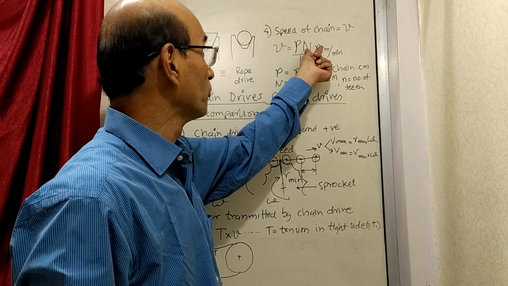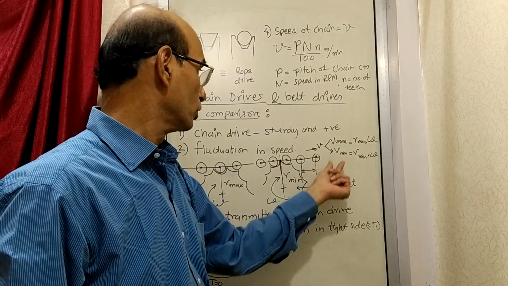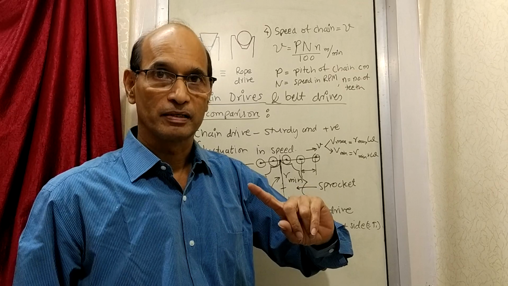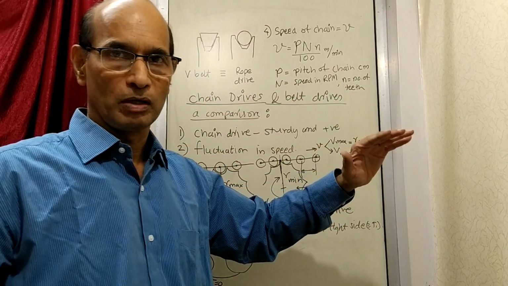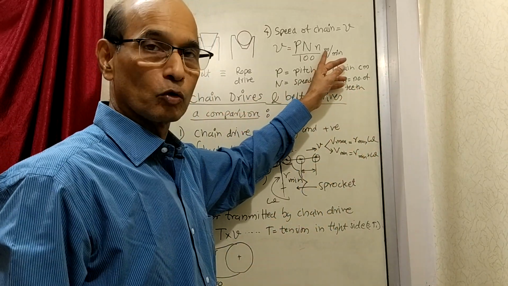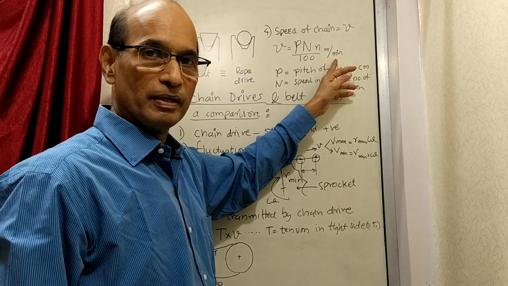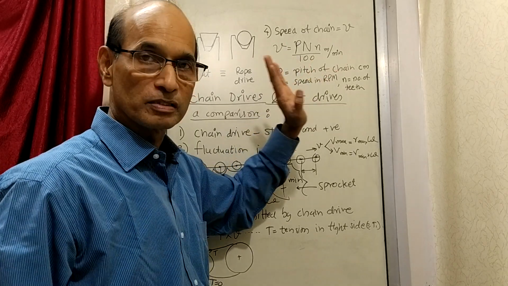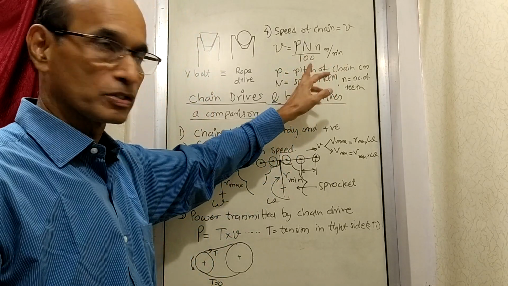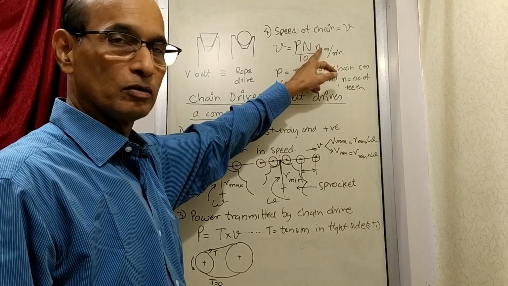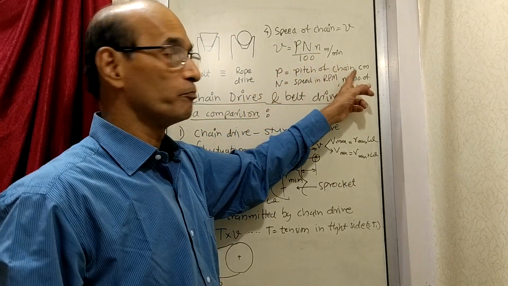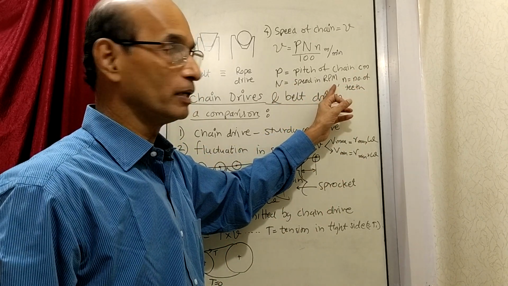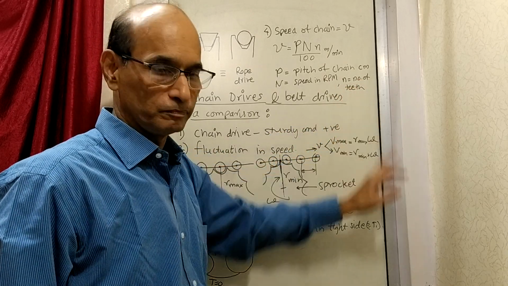So this many teeth are moving forward, and the distance between two teeth is the pitch. So this much amount of chain has moved forward in 1 minute. Therefore, that is the total distance covered in 1 minute, which is nothing but the velocity of the chain. So that is how the chain velocity is calculated by this equation: small p into capital N into small n, where small p is the pitch of the chain in centimeters, capital N is the RPM of the wheel or the sprocket, and small n is the number of teeth on the sprocket.